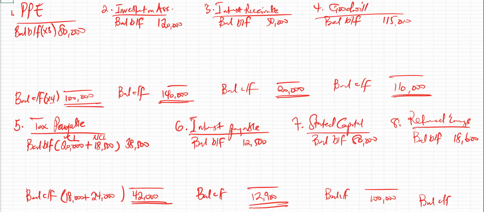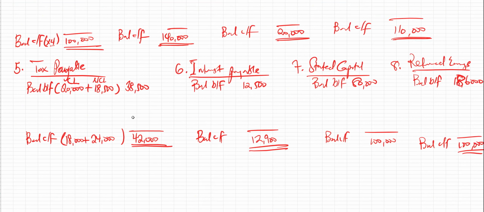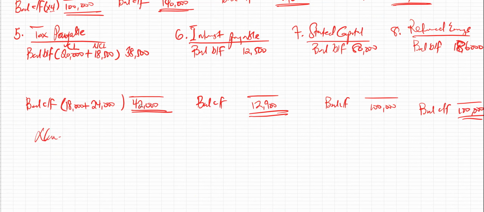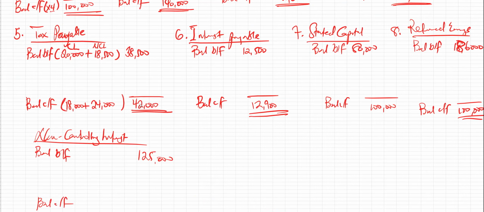186,000. Okay, then closing here, you're saying 100,000. Okay. Then what follows? Non-controlling interest, that's the last one. Balance brought forward, you're saying 125,000. Balance carry forward, you're saying 85,000. Now, you see, we've done all the balance sheet accounts.